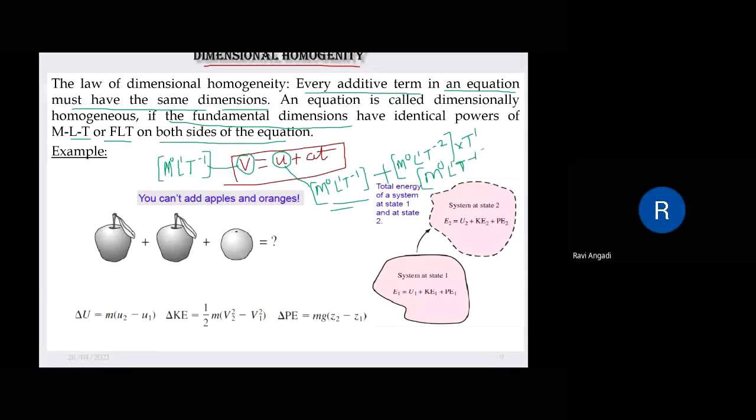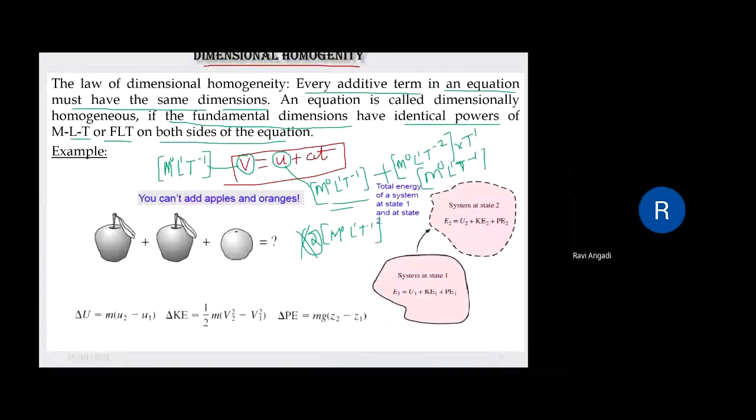Correct? Now just look at the dimensions on both sides, LHS and RHS. See, the equation is homogeneous if the fundamental dimensions have identical powers of MLT on both sides of the equation. Here on the LHS, M0 is there. Look at the RHS side: we have M0 L1 T raised to minus 2 times T. Then I can write it as M0 L1 T raised to minus 1. Forget about the numerical value, you don't need to add it. Just compare the powers of MLT.